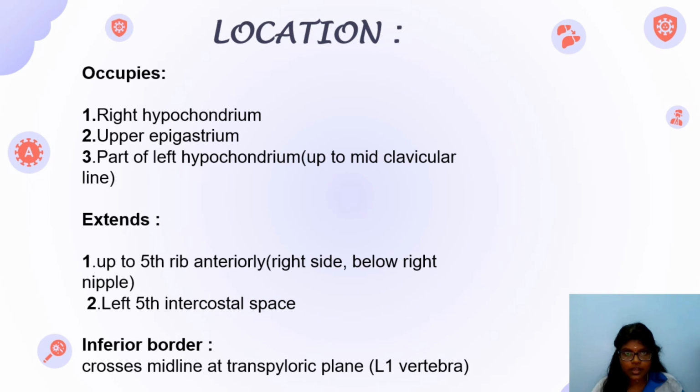Hi, I'm Pooja. Now I start with the location. It occupies the right hypochondrium, upper epigastrium, and part of the left hypochondrium up to the midclavicular line. It extends up to the fifth rib anteriorly, right side below the right nipple, and the left fifth intercostal space. Its inferior border crosses the midline at the transpyloric plane, L1 vertebra.